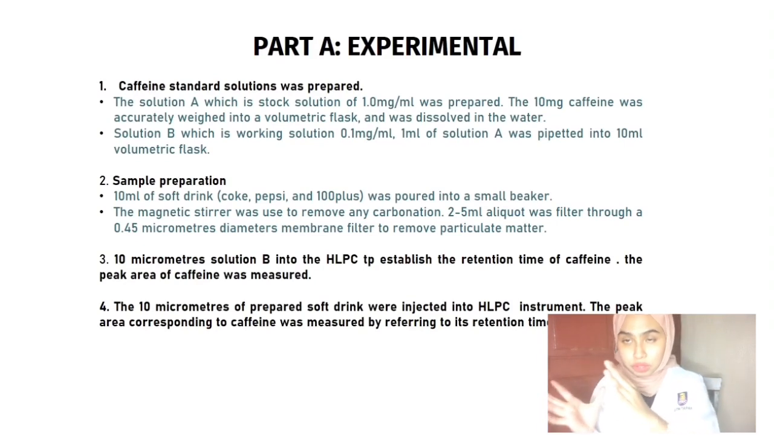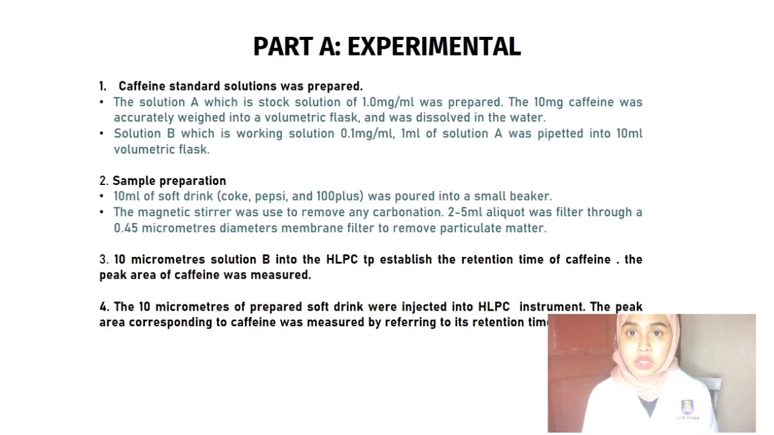1 ml of solution A was pipetted into a 10 ml volumetric flask. After that, 10 ml of a soft drink, Coke, Pepsi, and 100 Plus, was poured into a small beaker. The magnetic stirrer was used to remove any carbonation. And then 2 to 5 ml aliquot was filtered through a 0.45 micrometer diameter membrane filter to remove particulate matter.